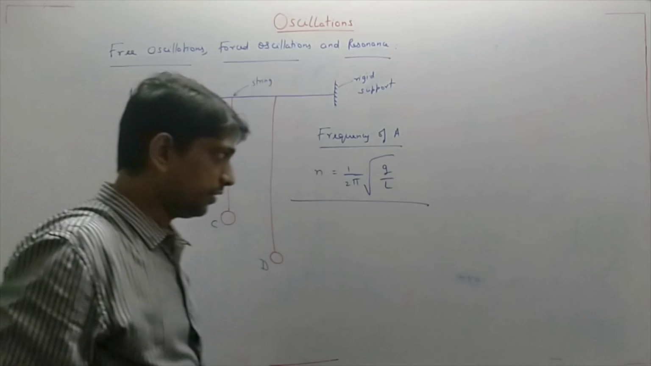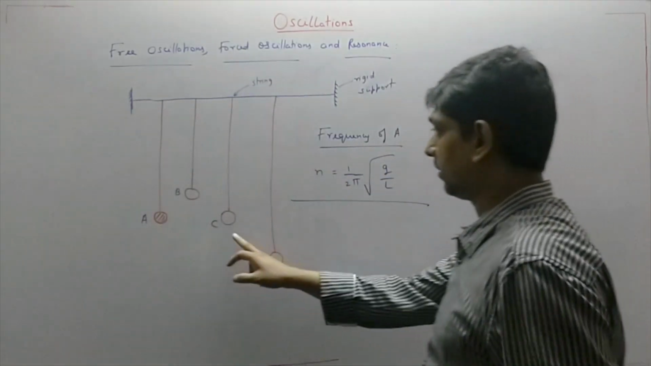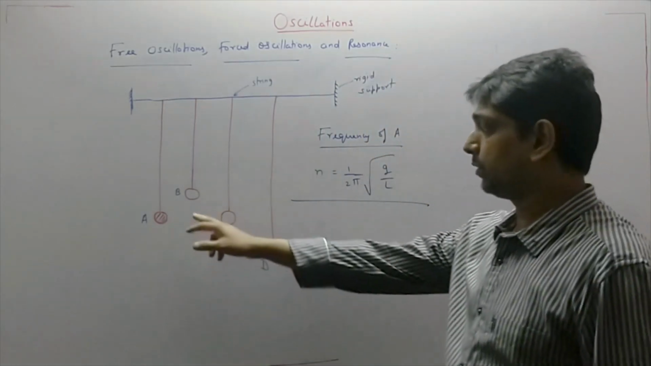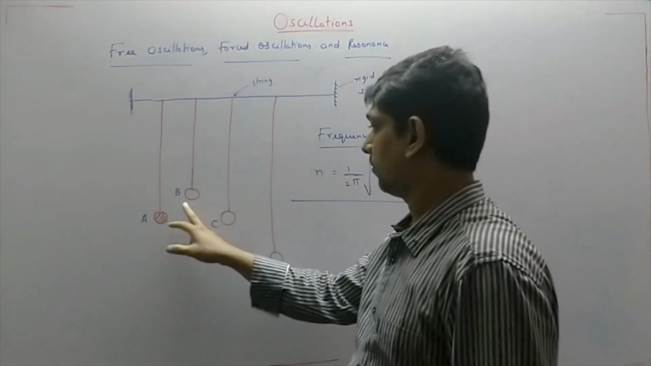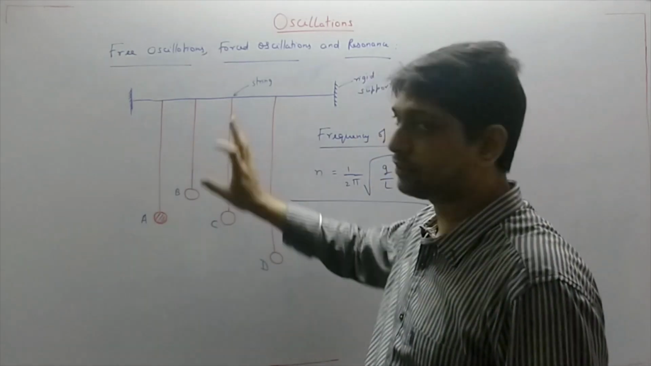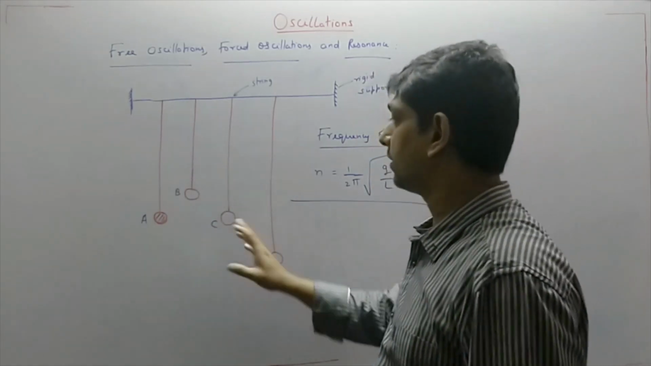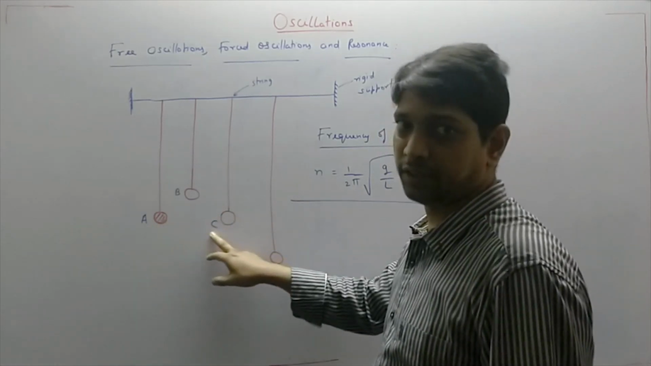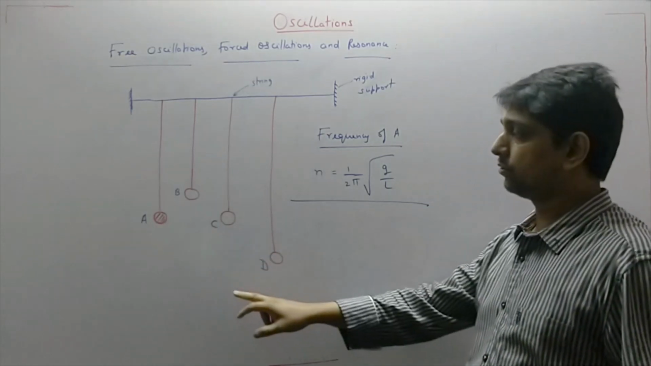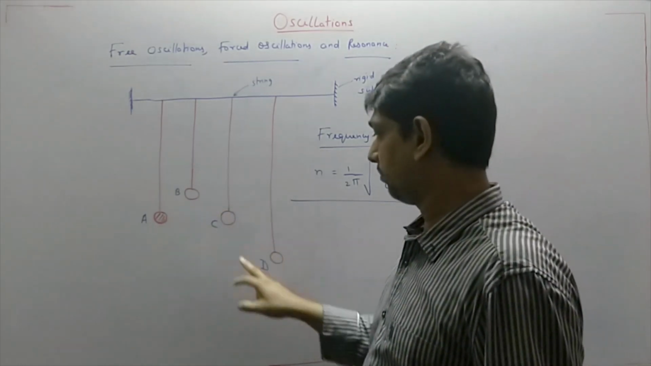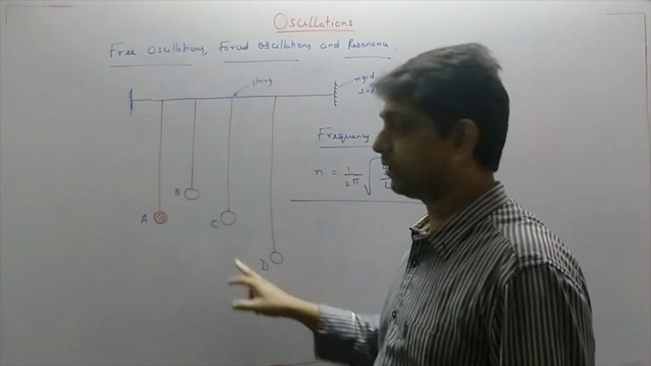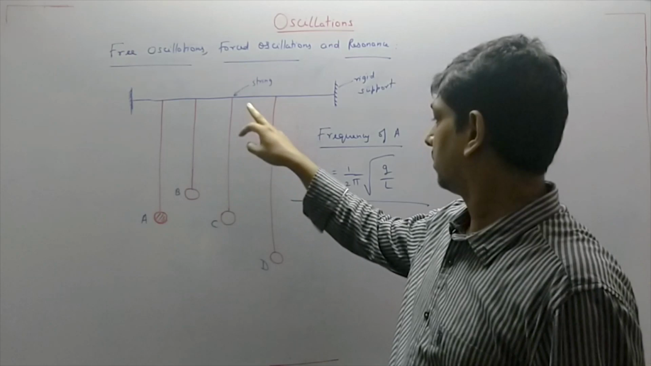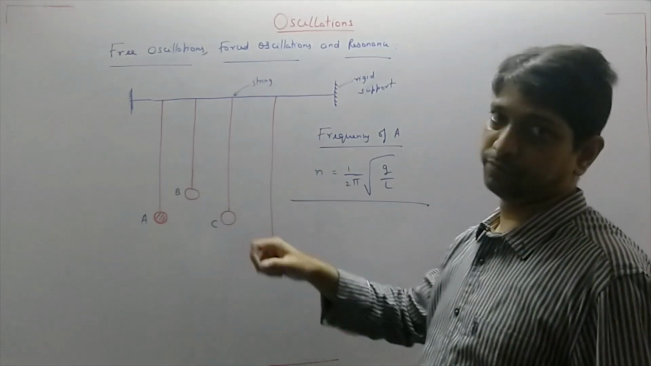So you can note this down. Frequencies are different. C has the same frequency as A, and B and D have different frequencies. And their amplitudes are also less. Why do B and D have different amplitudes? Because the energy transferred to C is maximum. Energy is proportional to amplitude squared. So if the energy transferred to B and D is minimum, their amplitude is minimum, but the energy transferred to C is more because of the same natural frequency due to the length L, so the amplitude of C will be more.